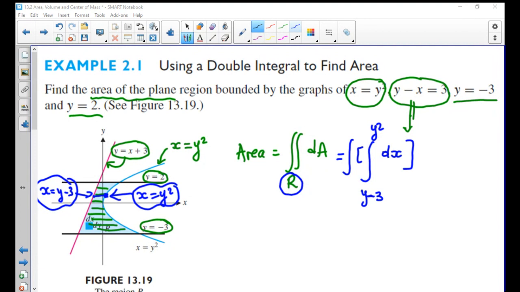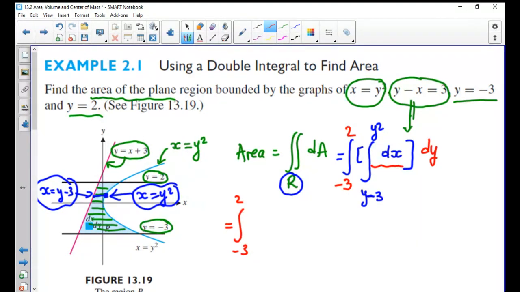And then, what do I do after that? dy from y equals minus 3 to 2, like this. Okay, great.